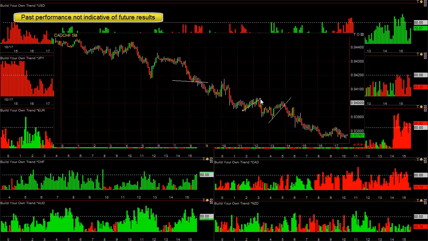I want a decent-sized pullback. So if a currency, let's say, moves 100 pips a day, I want a 15-pip pullback. If a currency only moves 70 pips a day, maybe 10 or 12 pips. I don't want to get into a trend when it's only gone up 5 pips off the low. That's very risky. This one right here barely meets the criteria.